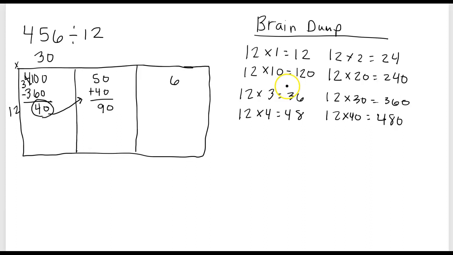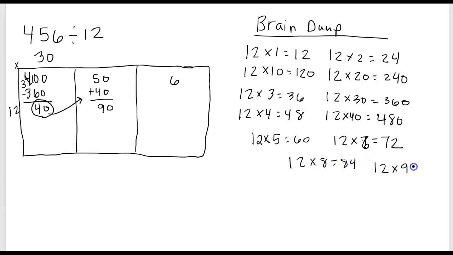While I'm looking over here at my brain dump, I really don't see anything that gets me close to 90. However, if I know my 12 facts, this is where the trial and error comes in. You want to get at or close to 90. 12 times 5 is 60. 12 times 6 is 72. 12 times 8 is 84. 12 times 9 is 108. So I see that 8 will get me close to 90, and it is 84.